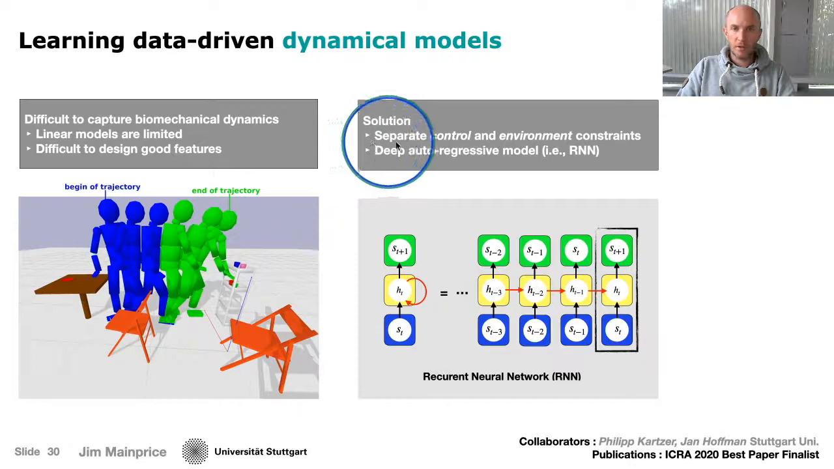The solution is to separate the control and the environment constraints. The environment might be the different chairs, how the different chairs are placed and so on, the geometry of the environment. And the control is the smoothness and what I just described about the human body. We use a deep autoregressive model, basically a recurrent neural network in our work, to model this kind of short-term dynamics, and then optimize these short-term dynamics given the constraints.